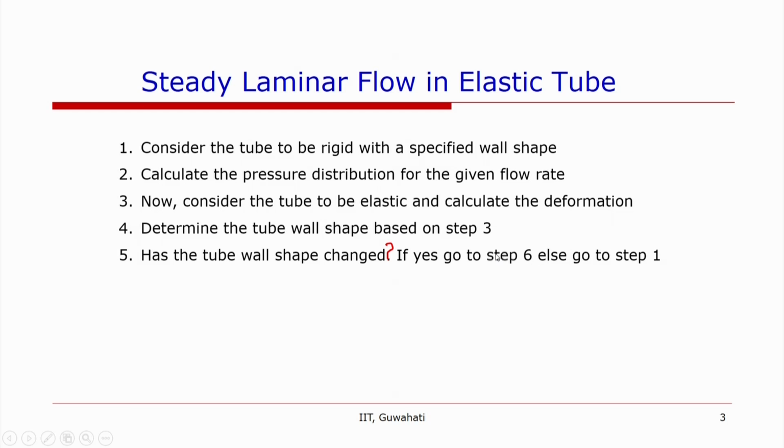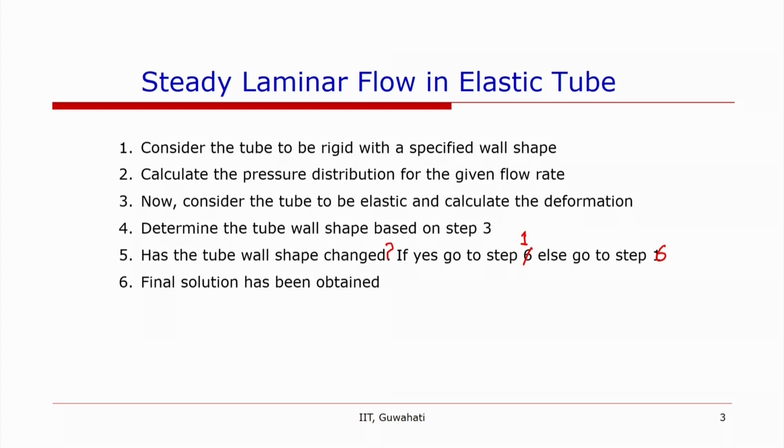If it has changed, then there is a mismatch here. Has the tube wall shape changed? If yes, then we need to go to step 1 again and recalculate the pressure distribution, and go through steps 2, 3, 4 and come to 5 again. If the wall shape has not changed, then we go to the next step where the final solution has been obtained, meaning the solutions from the solid mechanics and the fluid mechanics are consistent.